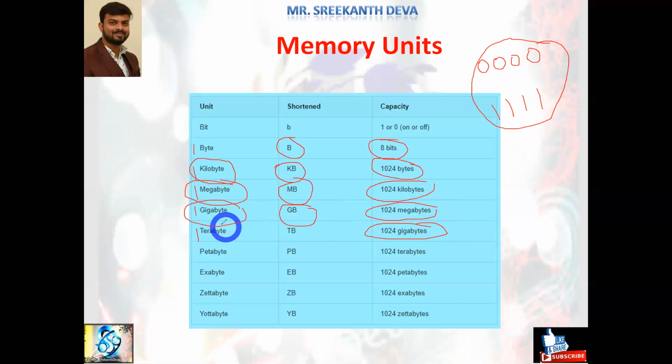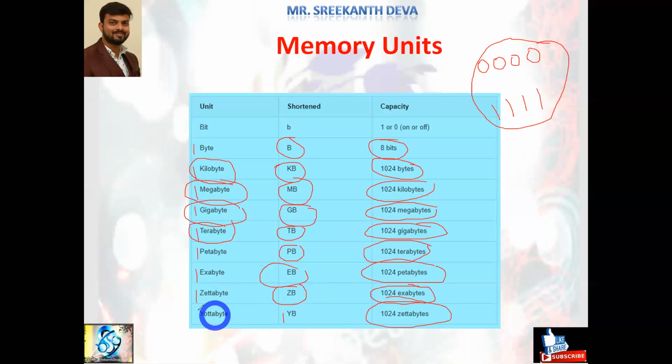1024 GB represent 1 terabyte, 1 TB. 1024 terabytes represent 1 petabyte, represented by PB. 1024 petabytes represent 1 exabyte, represented by capital EB. 1024 exabytes represent 1 zettabyte, ZB. 1024 zettabytes represent 1 yottabyte, represented by YB. This is about memory units.